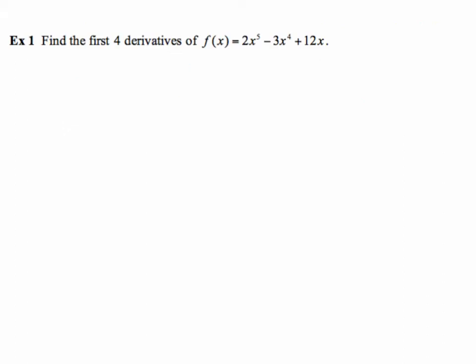In our first example, it asks for the first 4 derivatives of f of x. So we have 2x to the fifth minus 3x to the fourth plus 12x. So the first derivative would equal 10x to the fourth minus 12x cubed plus 12.